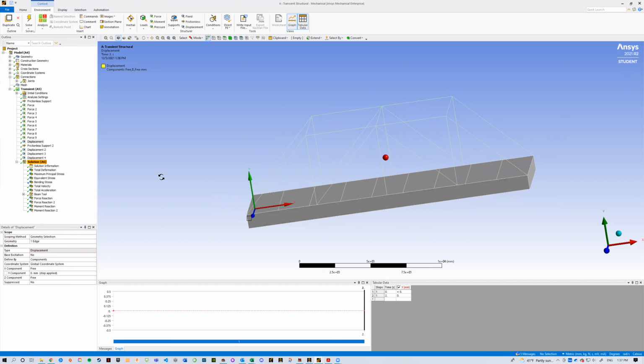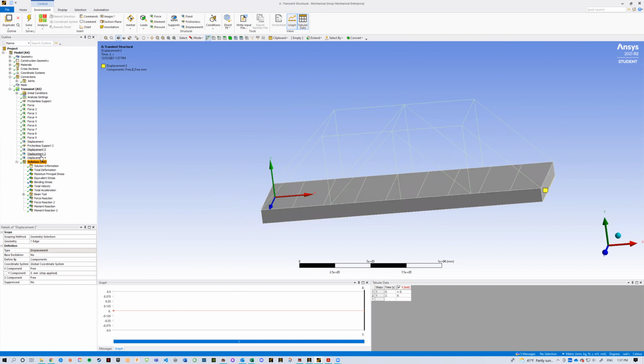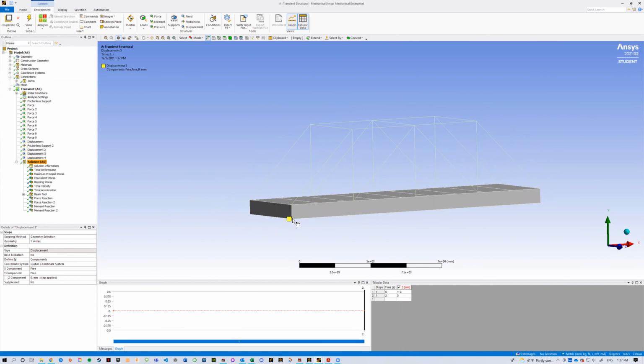But also trying to avoid any weird stress concentrations on the end. So let's see, where's the other one? Yeah, and then here's the other one on that end. And then also a displacement in the z direction of 0 for this point right here, for this vertex.